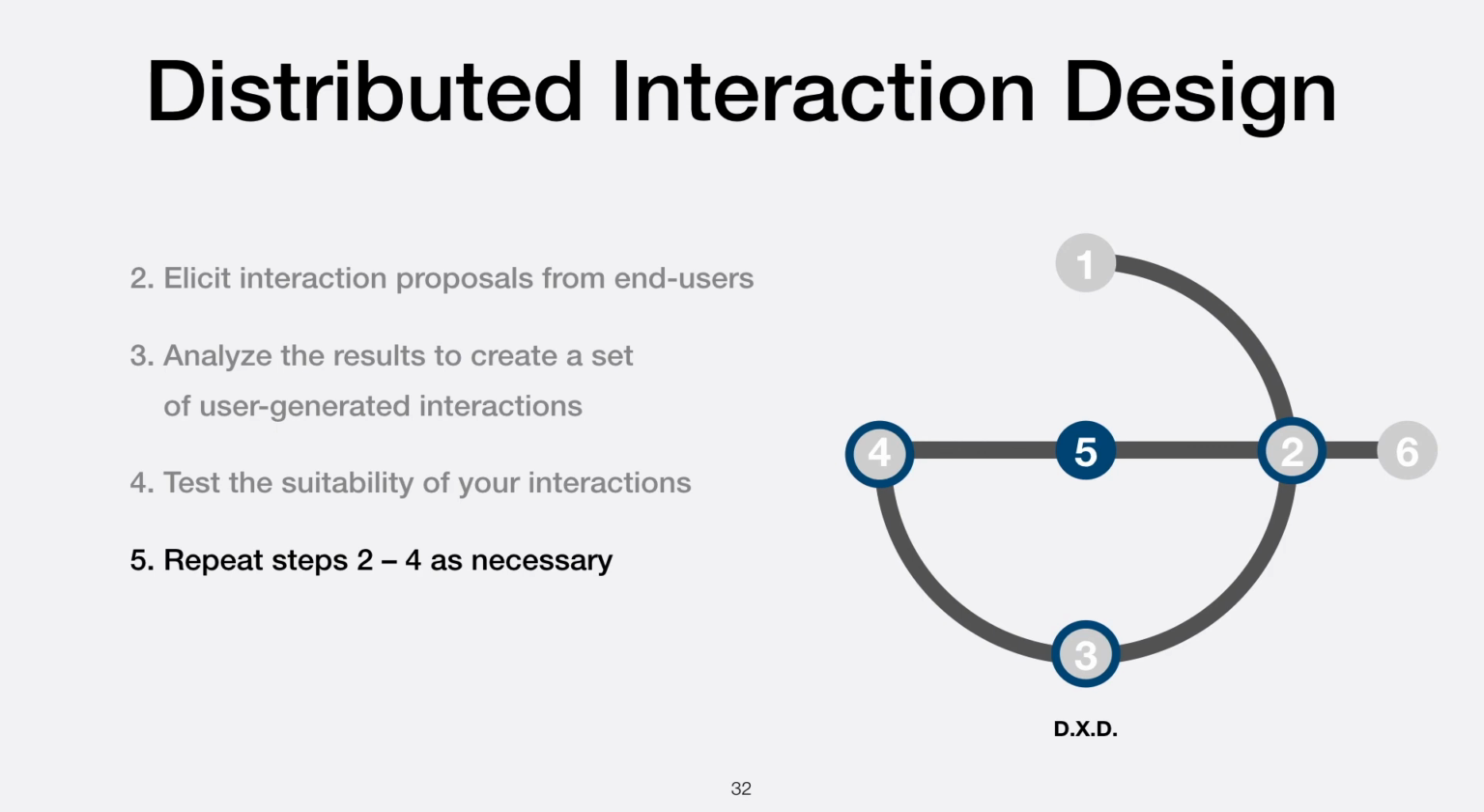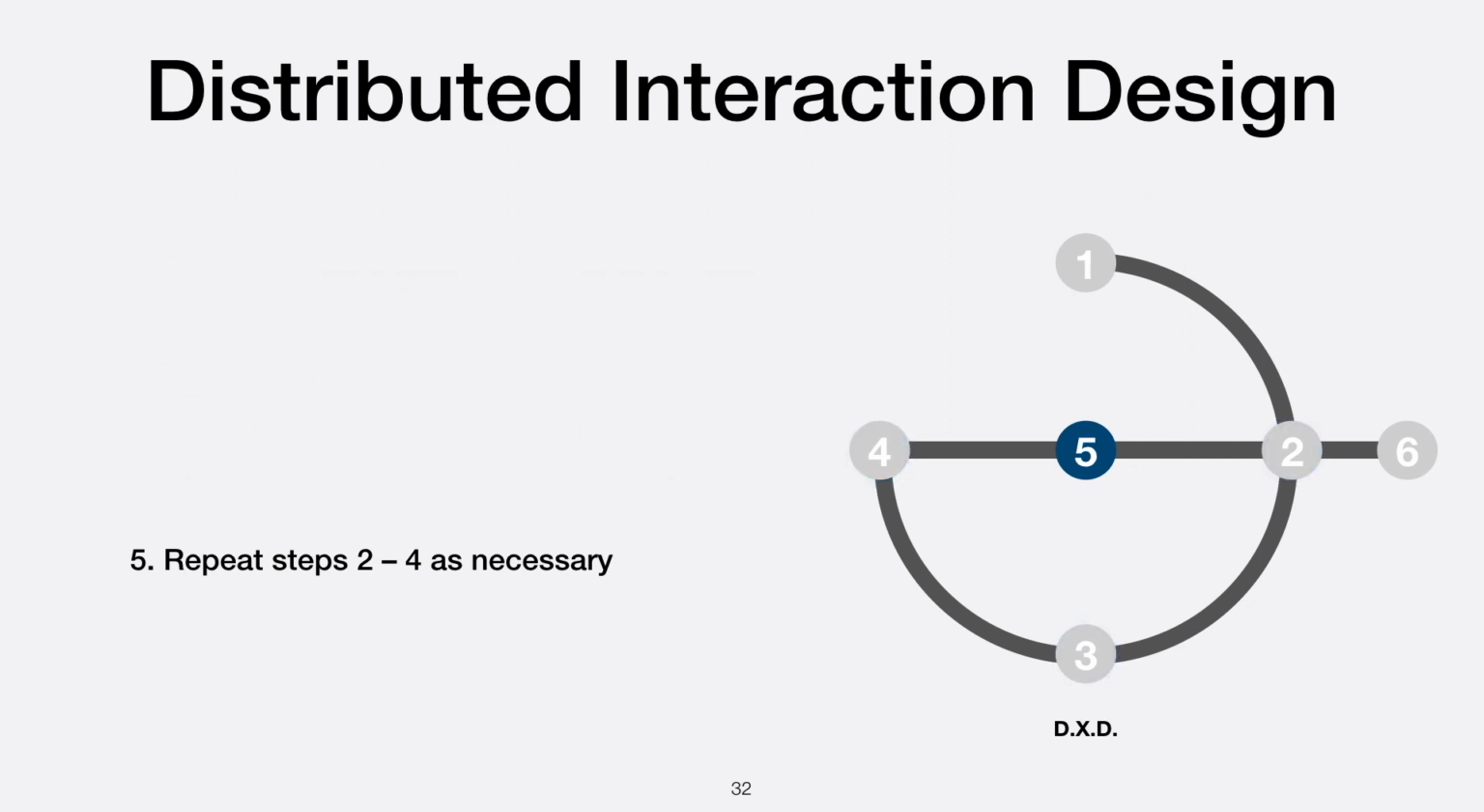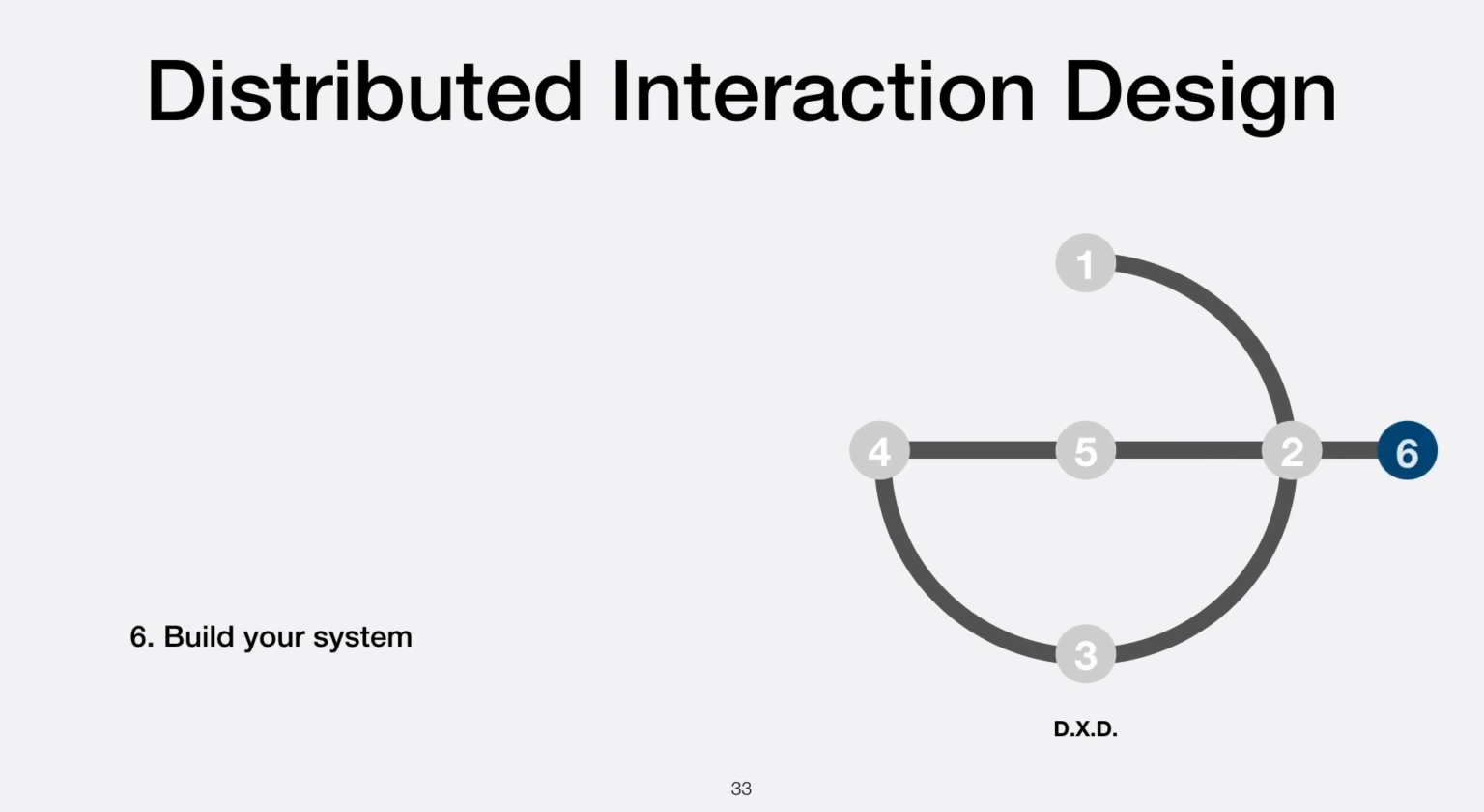So for the input actions that didn't test so well, we would elicit new proposals from a new set of users, and then analyze them again by creating a new set of user-generated interactions with the highest consensus, and then do another identification study to see if the new input actions that we got are easily identifiable or not. And we do that as many times as possible until we are satisfied with the actions that we got. And then from there on, we move to building the system, or publishing the paper, or whatever you want to do with those interactions that you got from actual end users.